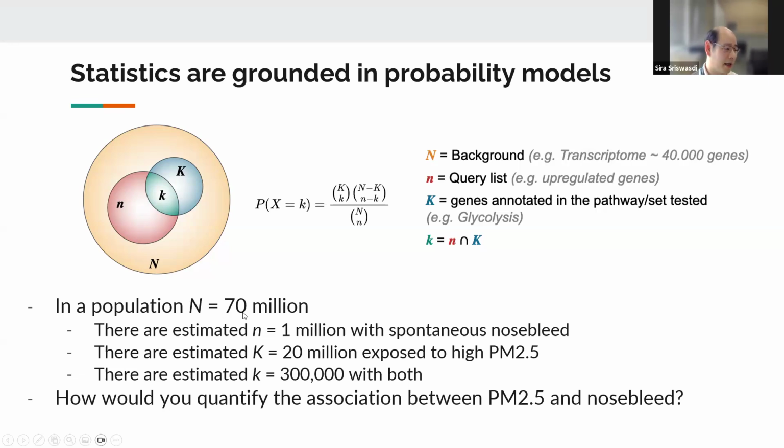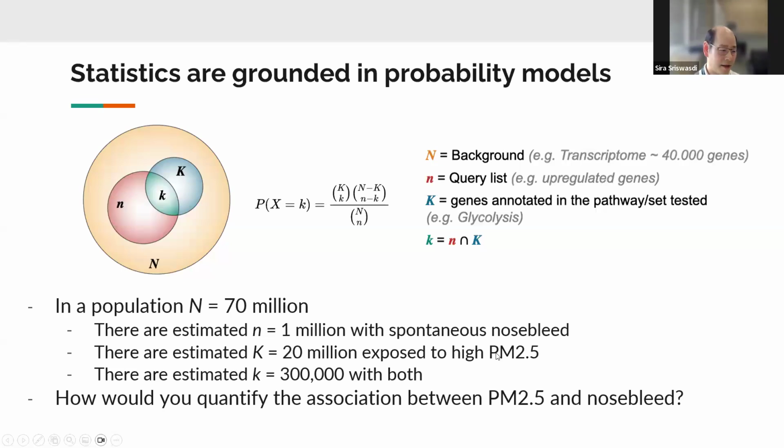Or in this example, let's say we have a Thai population of 70 million. We know, let's say we have some data that 1 million of them have spontaneous nosebleeds. So you have blood coming out of their nose without any reason, just suddenly have a nosebleed. And we know that 20 million Thai people are exposed to high PM 2.5.